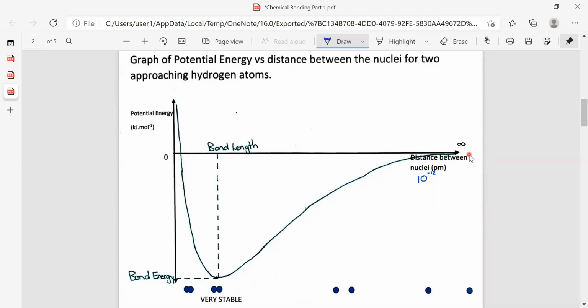It is extremely small. So when I talk about two hydrogen atoms, the distance between the centers of the two nuclei is about 45 picometers. So if you say 45 times 10 to the negative 12 meters, that is how small this distance is between the centers of the nuclei.